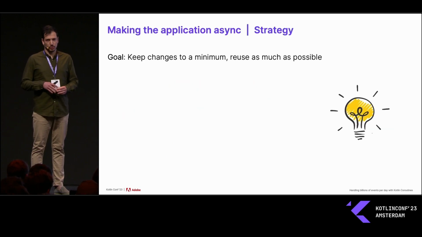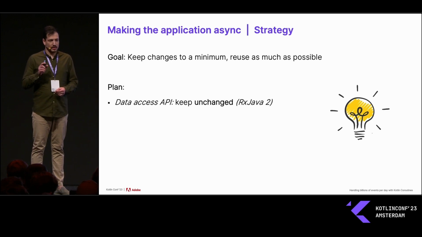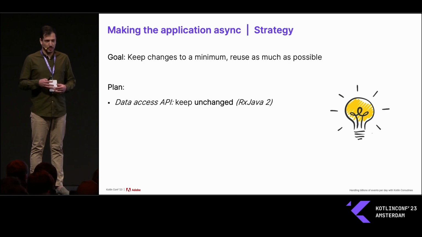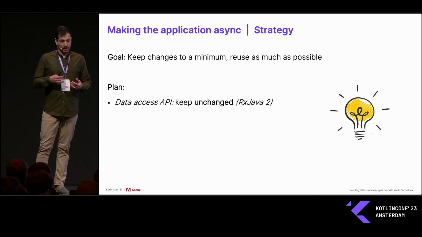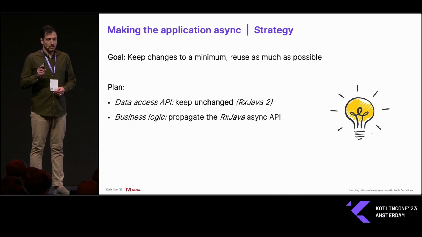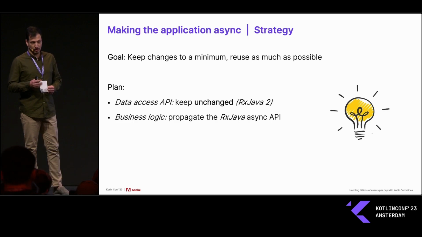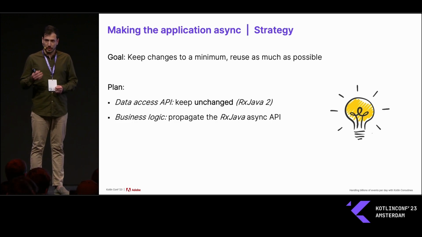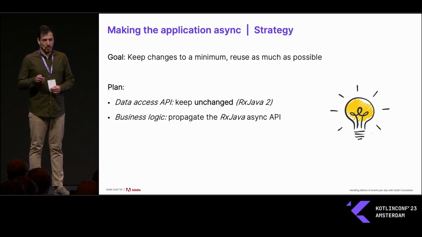Our strategy was to keep changes to a minimum, and this is why we decided that for the data access layer to not change anything, because it already provided an asynchronous API via Eric's Java reactive bindings. For the business logic, which was performing blocking operation on top of the results from the data access layer, we decided to propagate the same API upstream.